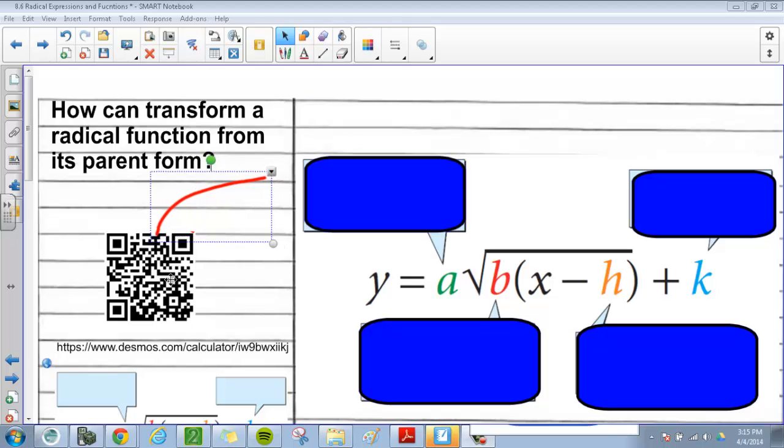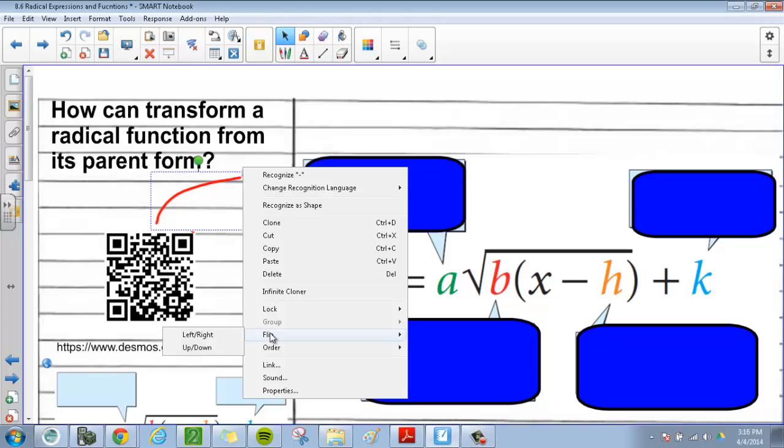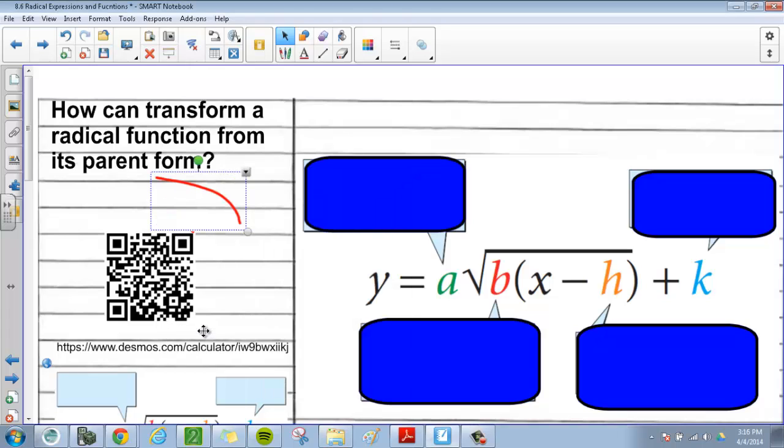What do I have to do to it to stretch it out or make it really skinny? What do I have to do to it to flip it, which I can do on this? Wait, I can. So check this out. Flip. Left to right. See? What do I have to do to flip it? All those things. What do you have to do?